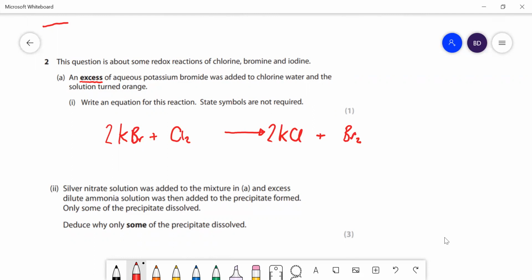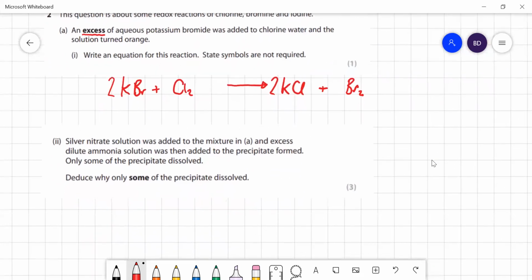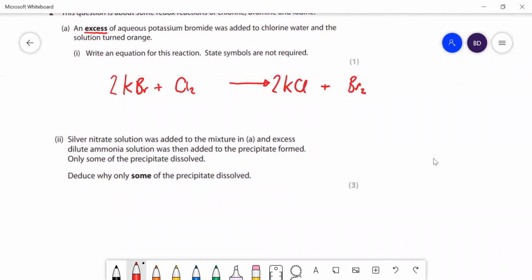Right, now the next part of this says silver nitrate was added to the mixture in excess. Okay, and dilute ammonia was then added. Only some of the precipitate dissolves. Okay, let's see what's happening here then. In the mixture in part A, we've got an excess of potassium bromide. So at the end, we're going to have some bromide ions left over because there's an excess of it. We're also going to have some chloride ions, well, not left over, that have been made.